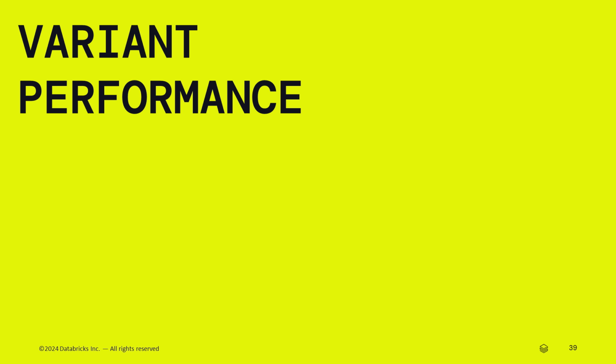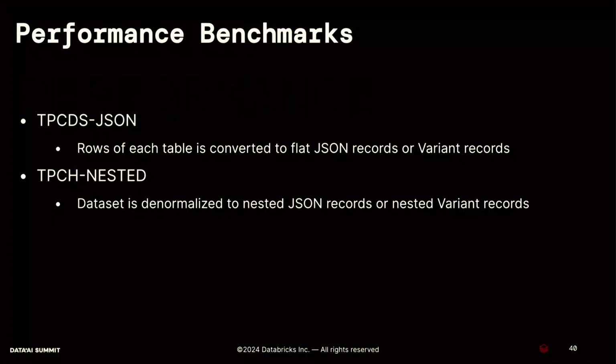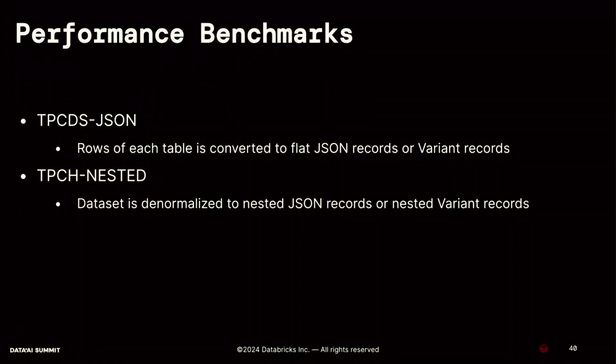So next, I'll be talking about some of the performance benefits that we've been seeing with variant. The main benchmarks I'll talk about today are the two I listed here, and we've named them TPC-DS JSON and TPCH nested. TPC-DS JSON is essentially taking the original TPC-DS dataset, but converting it into a JSON or variant dataset. We take every single row of each TPC-DS table, and we convert each row into a flat JSON record for the JSON table, and then convert that into a variant for the variant record.